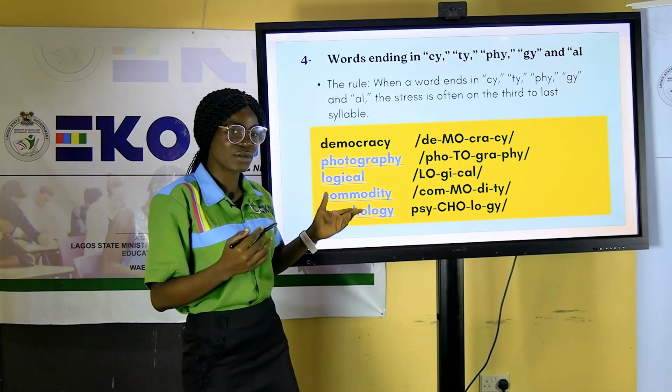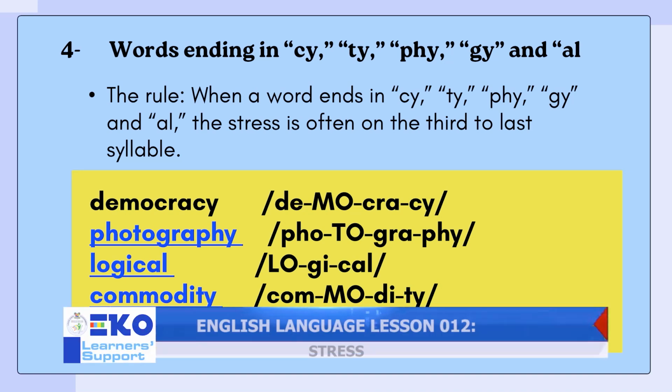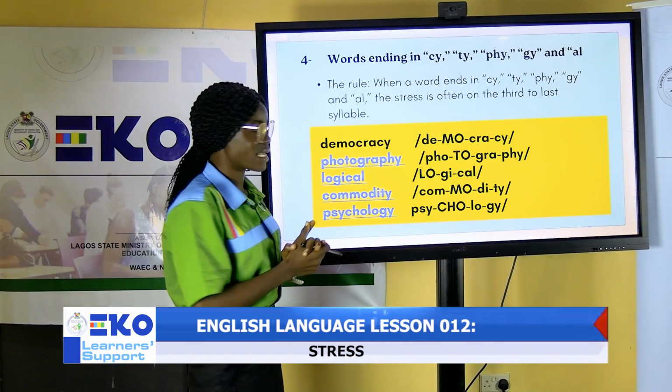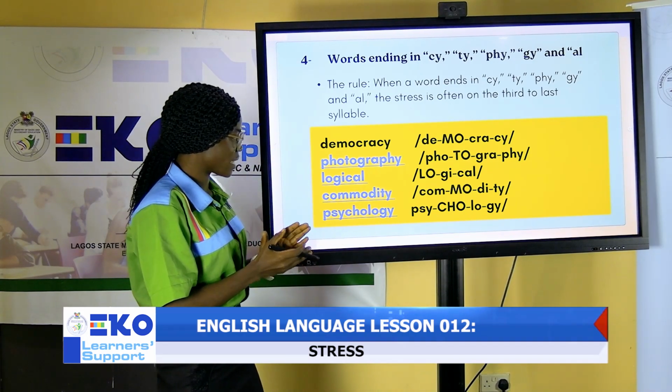All right, this is another rule. Words ending in cy, ty, phy, gy, and al. How should you stress these words? These words should receive their stress on the third to the last. That is the antepenultimate syllable, the third syllable to the last.